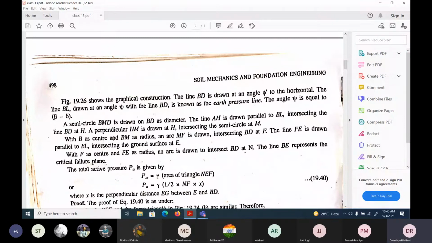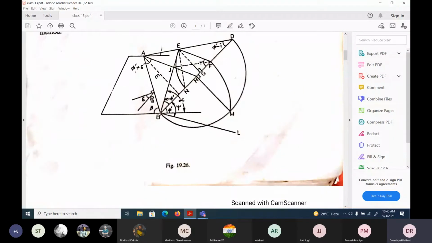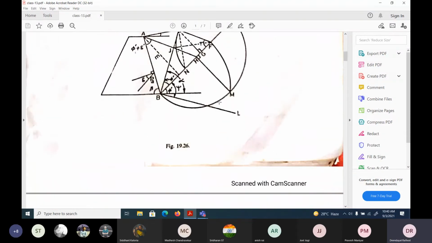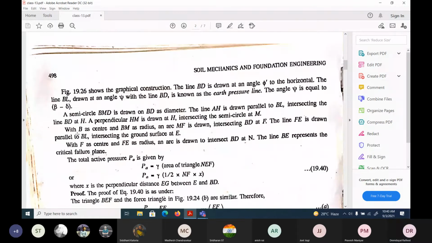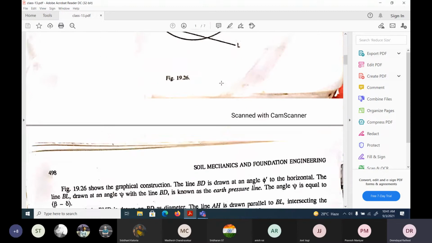With B as the center and BM as the radius, an arc MF is drawn intersecting BD. This arc MF is drawn intersecting this BD line.